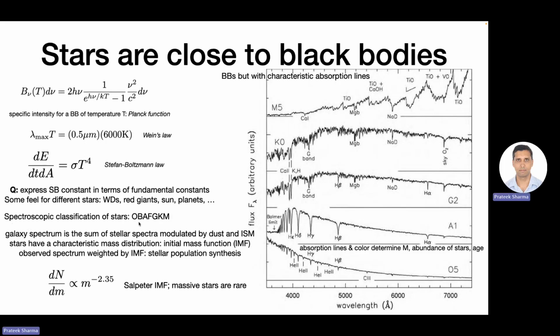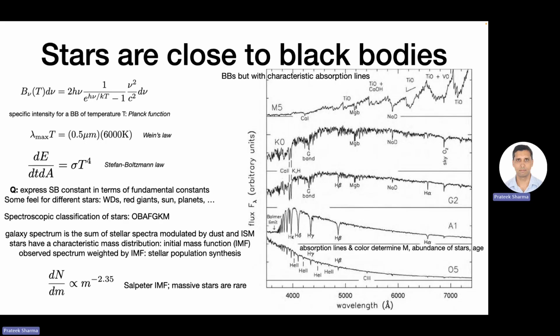Spectroscopic classification of stars. Stars are not perfect black bodies. They are close to black bodies, but there are a lot of spectral features in them. So, for example, here is a bunch of spectra of stars in optical light. This is something called an O5 star, and you see its lambda max is not in optical, it's actually in UV. So it's a very hot star because its lambda max is in UV. This is an A1 star. It sort of peaks at 4,000 Kelvin.